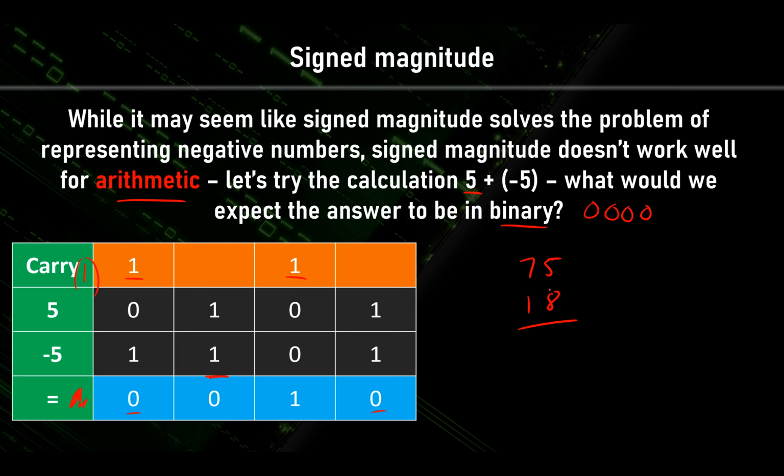If we add that, 5 plus 8 is going to equal 3, and then we carry the 1. Then here, 1 plus 7 plus 1 is going to be 9. So that's kind of what we're doing here, where we say 1 plus 1 is going to equal 0, but then we carry the 1.